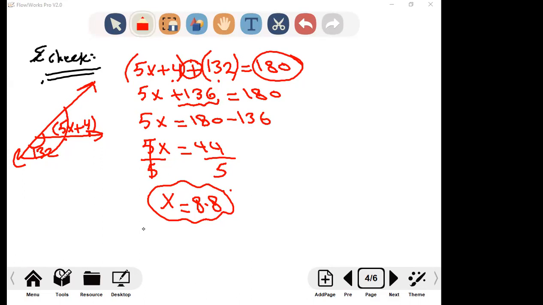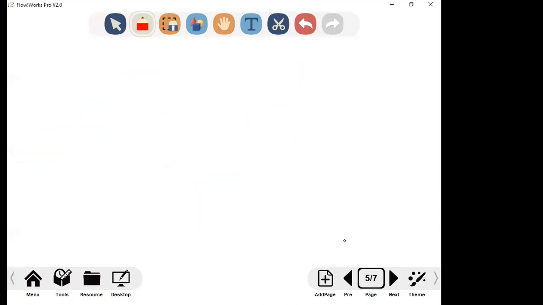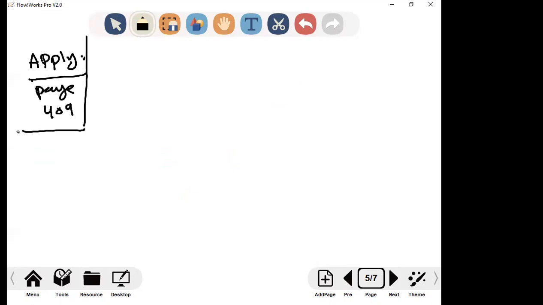Any questions? Let's do the apply question, page 409. Focus with the apply question because we need to understand.